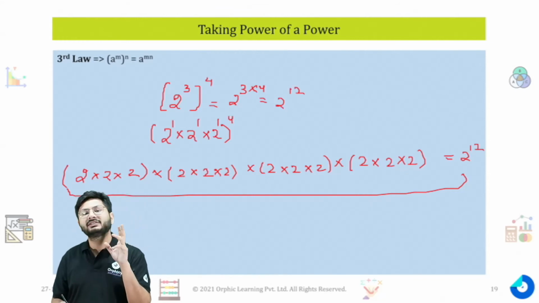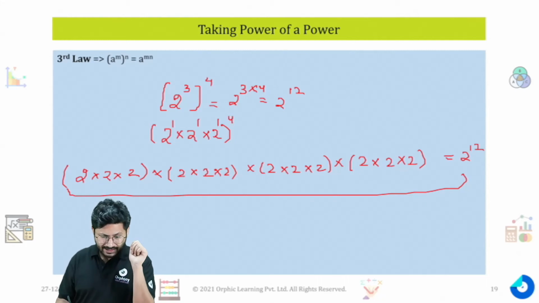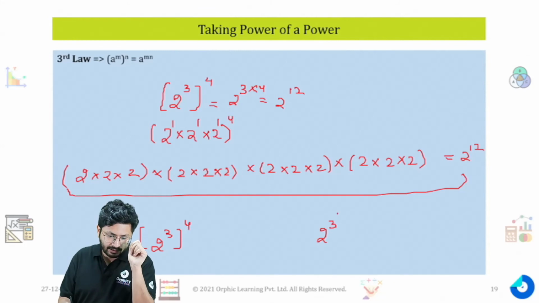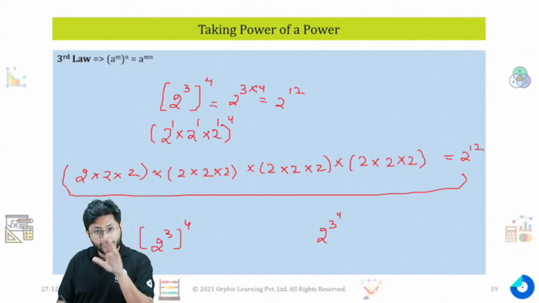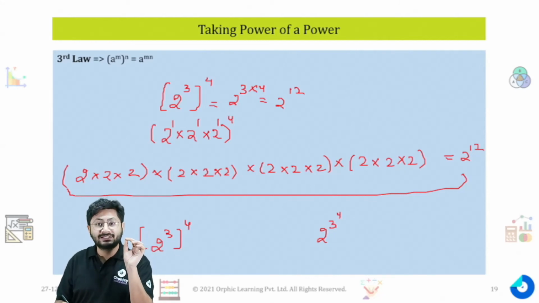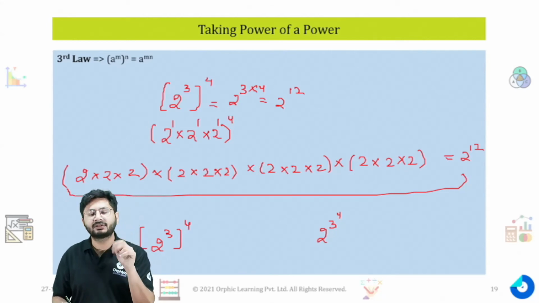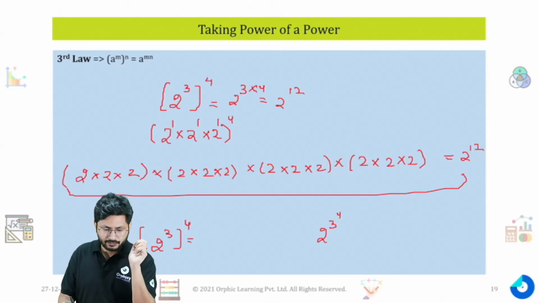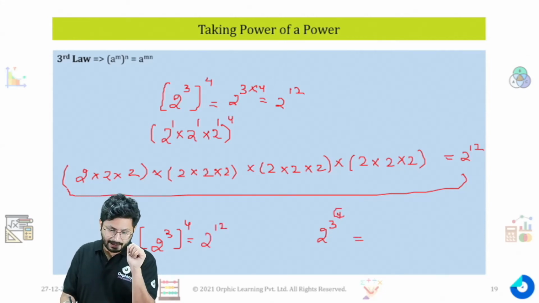Now, there's a confusion that a lot of students have. They consider, let's say, 2 to the power 3 whole to the power 4, and they are not able to differentiate it from 2 to the power 3 to the power 4. Okay, these two things are exactly different. There is no similarity in these two. Okay, so let's expand it. So this becomes, because of the third law, 2 to the power 3 into 4, that is 12. And this is actually equal to this 4 का power है ना, वो power के ऊपर लगा हुआ है.